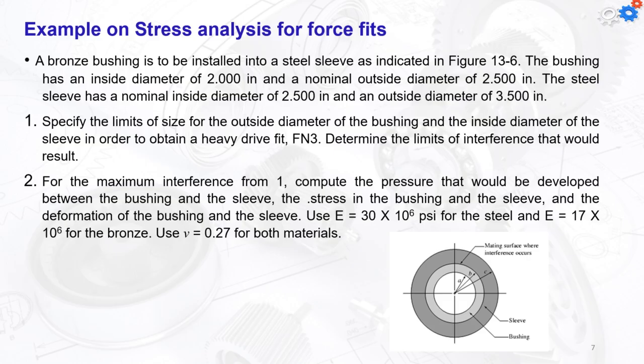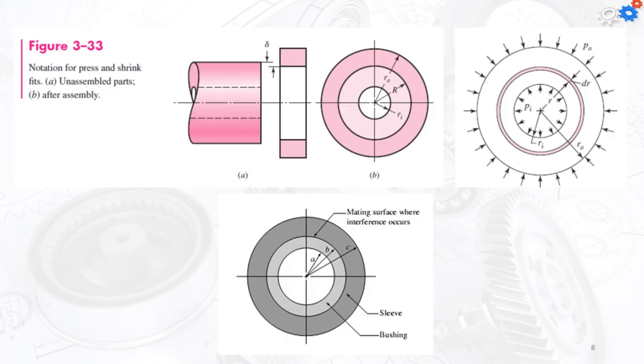We can use the value for E, the Young's modulus of elasticity, for the outside part to be 30 times 10 to the power 6, and for the inner one, which is going to be the bronze, as 17 times 10 to the power 6. Sorry, that's psi, not megapascal. For both materials, use the value for Poisson's ratio to be 0.275. So once again, this is an example just to show you how the stresses are going to work.